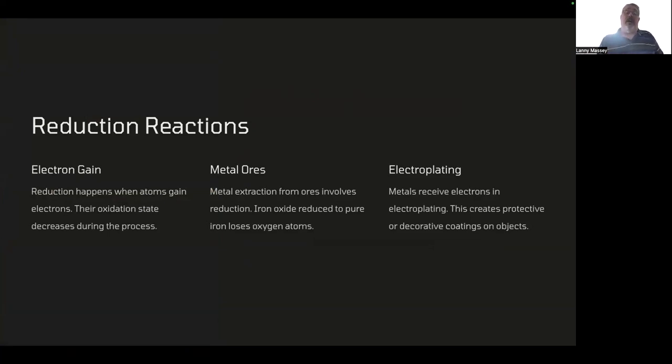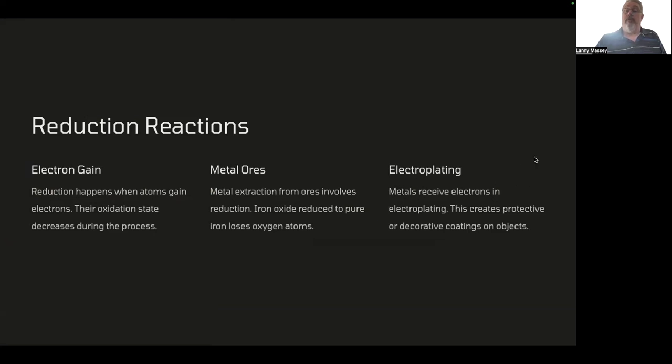The reduction side of the reaction is where the electrons are gained. So one chemical gives up electrons, another chemical gains electrons. So the oxidation state decreases during this process. Examples of this: metal extraction from ores involves reduction. Iron oxide reduced to pure iron loses the oxygen atom. So you have to remove the oxygen from the iron oxide to just make it iron.